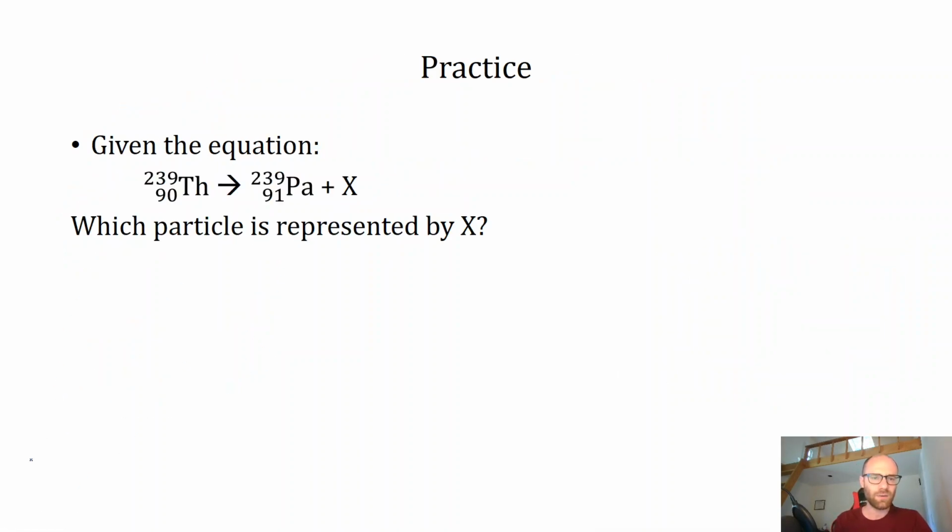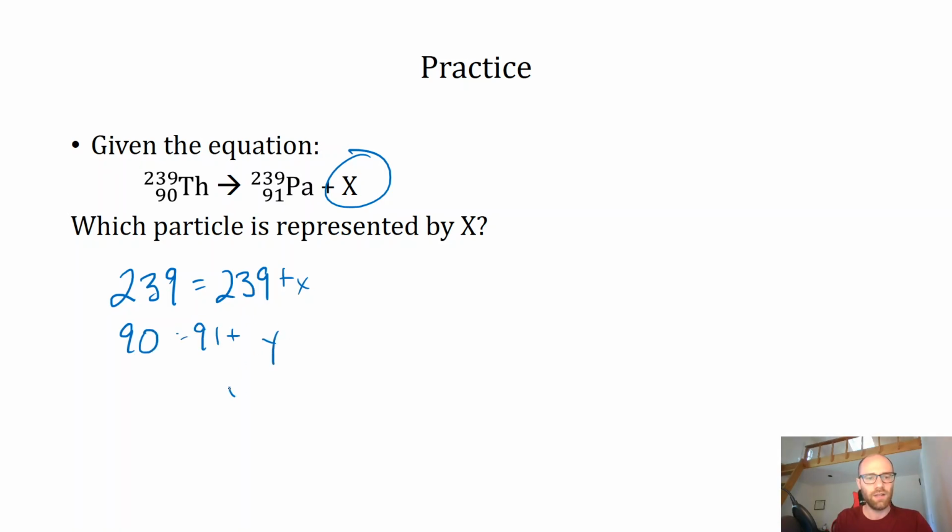Looking at this equation, you can also be asked, given an equation, what's the missing particle? So instead of saying, I know it's beta, what gets made, you can say, thorium becomes protactinium. I always confuse those two. And so what particle is released? We can play the same game. 239 equals 239 plus x, and 90 equals 91 plus y, y equals -1, x equals 0.